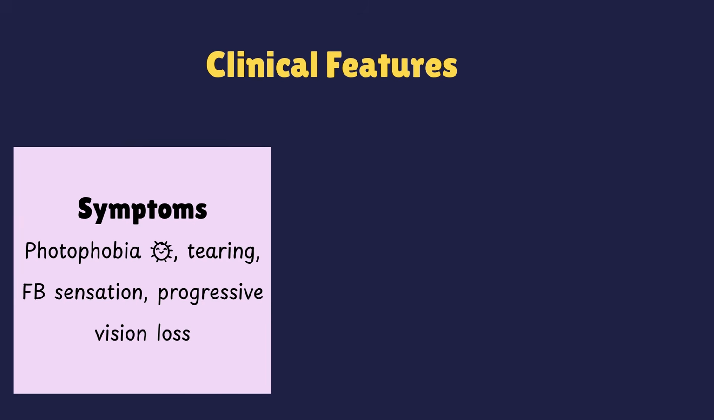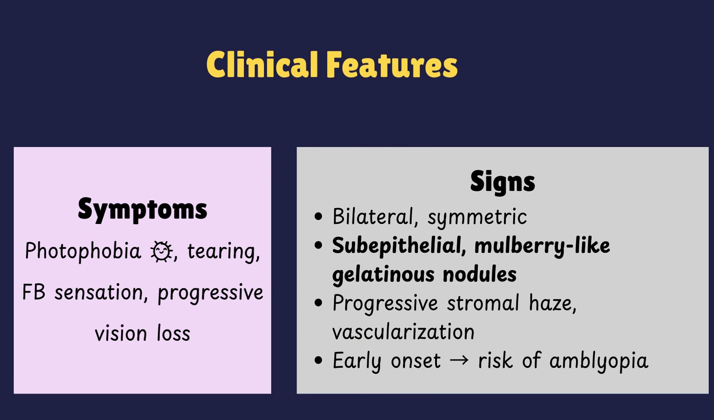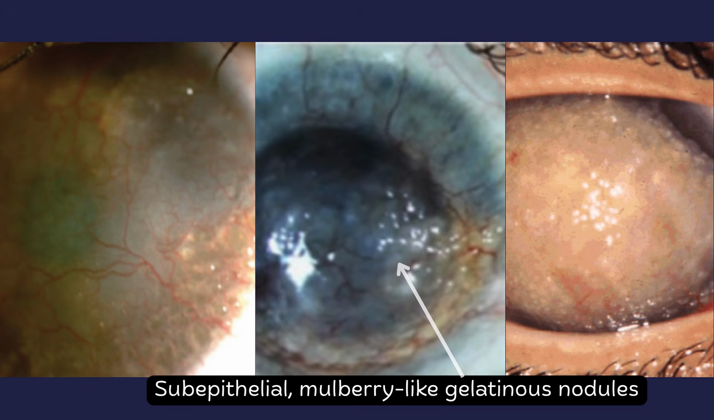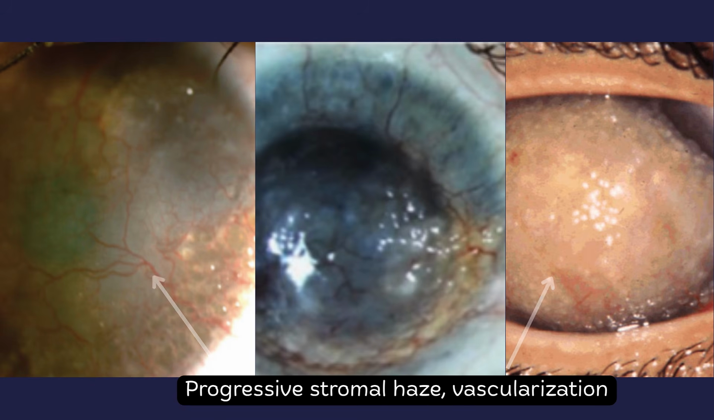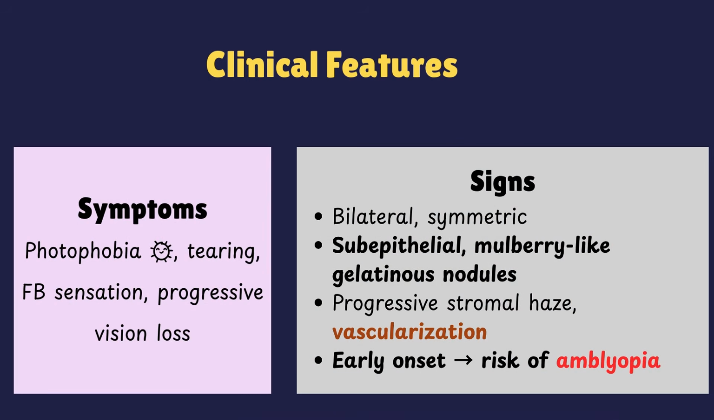Let's discuss the clinical features. Patients here present with photophobia, tearing, recurrent foreign body sensation, and also progressive vision loss. The severity of the symptoms depends on the severity of the deposits. On slit lamp examination, you will see bilaterally symmetrical subepithelial nodules that resemble mulberry-like gelatinous drops. Over time, these can merge, leading to diffuse haze, superficial vascularization, and dense corneal opacity.